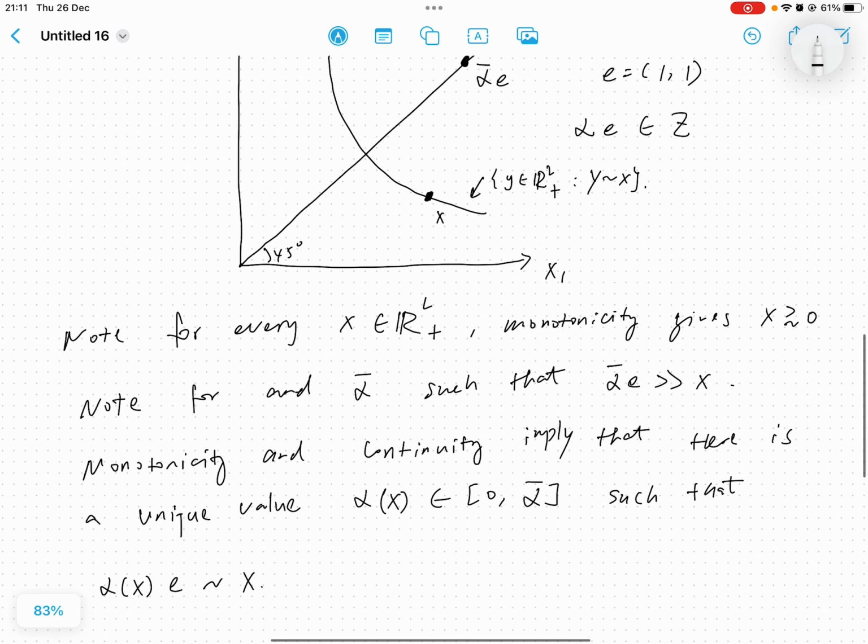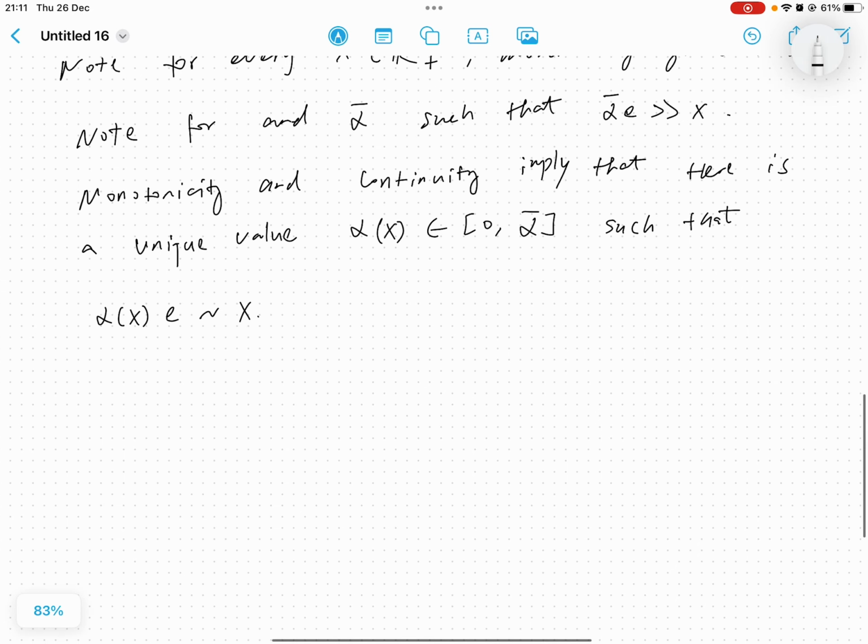Okay, so where is this point? It is exactly this intersection, right, of the indifferent set of x with this 45-degree ray. So this would be alpha x e. Okay, good. So now we're going to show this, and to show that this scalar is exactly this alpha x. So we're going to show this implication, or to show this little proof.